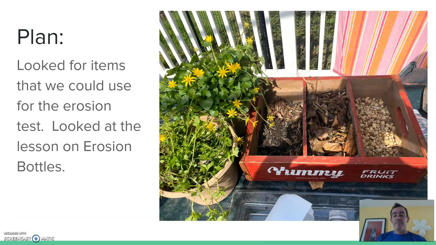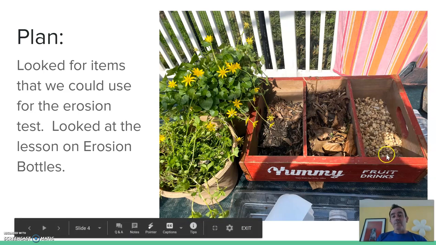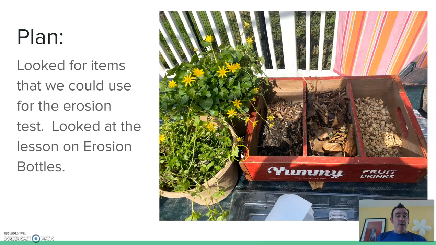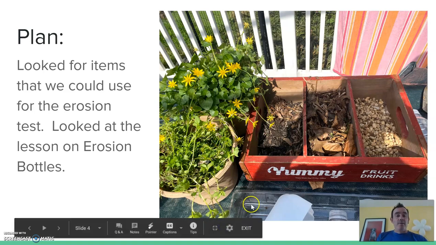I found some bottles that I could use. In the backyard I found some stone, just some leaves, natural ground cover, some mulch. I also dug up some plants that I had, some weeds. I had to do some gardening anyway. I didn't have time to grow my own seeds. So we're trying this experiment with a root system that's already established.